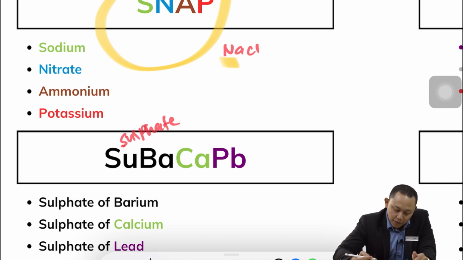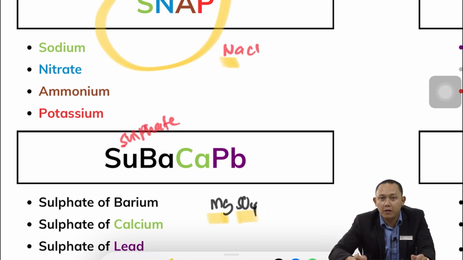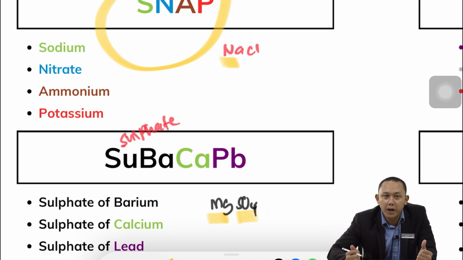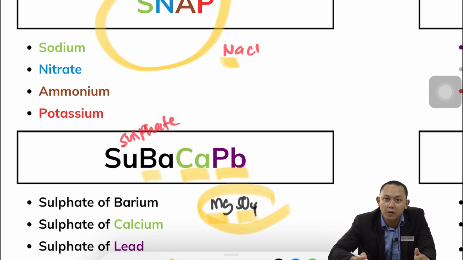I'll show you an example. Let's say I have magnesium sulfate. Now look here, we have a magnesium and we have a sulfate, so this is a sulfate salt. But is magnesium among these three types of salt? No, right? So even though this is a sulfate salt, it contains magnesium, which is none of these three. So magnesium sulfate is a soluble salt.